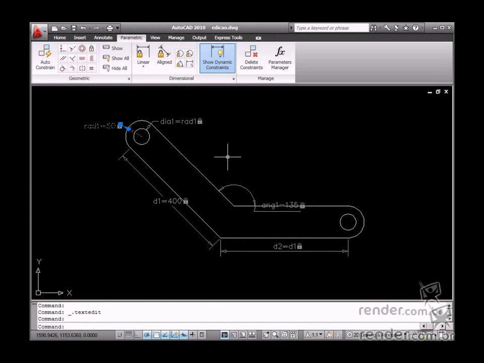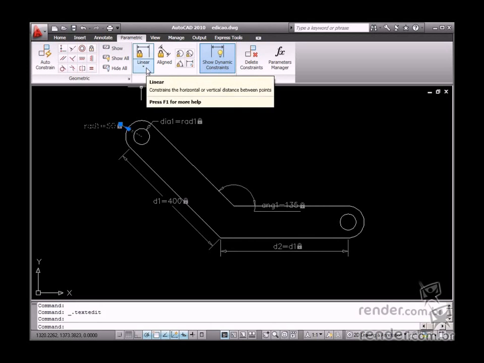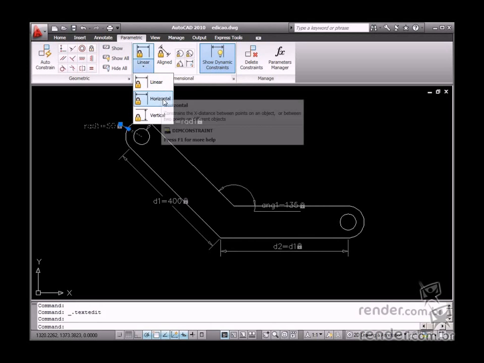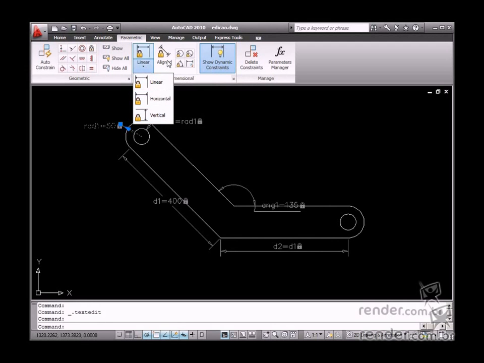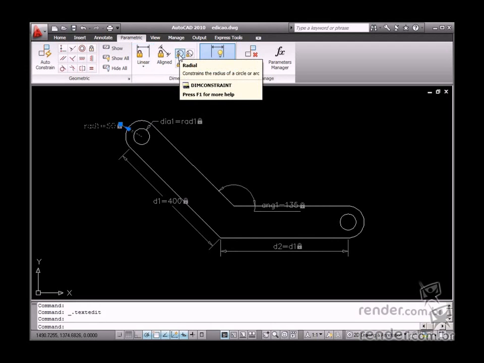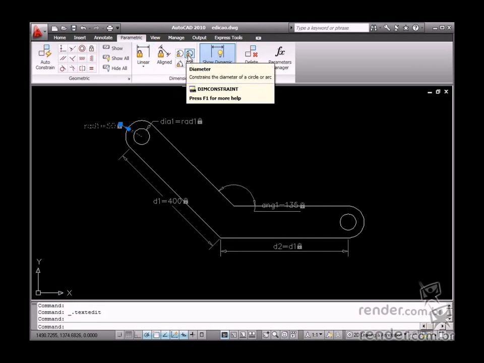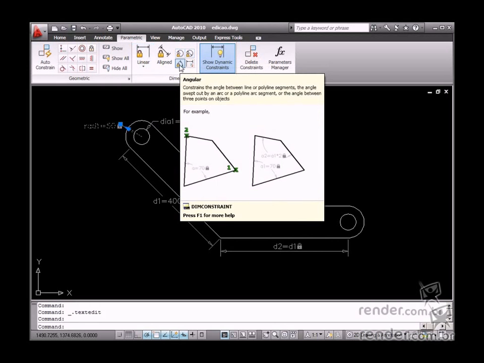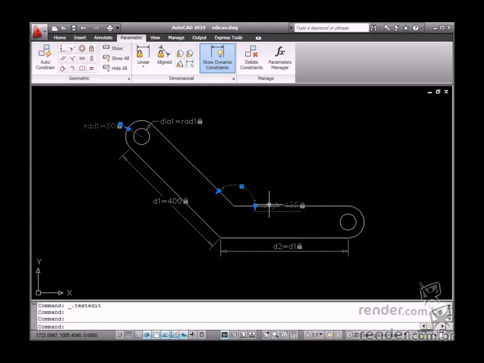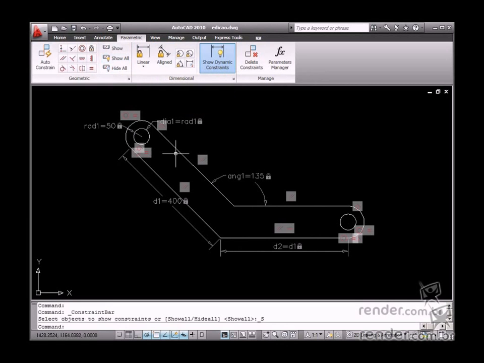AutoCAD provides specific tools for measuring several elements that make up the design. For example, you can use linear, horizontal, vertical, and aligned for measuring linear entities. There's an angular tool for angles and diameters and radial for diameters. Whenever you use these tools, you must evaluate the design intent so that dimensions can be inserted correctly. Thereby, you are able to get enhanced design parameterization, making editing faster and easier.